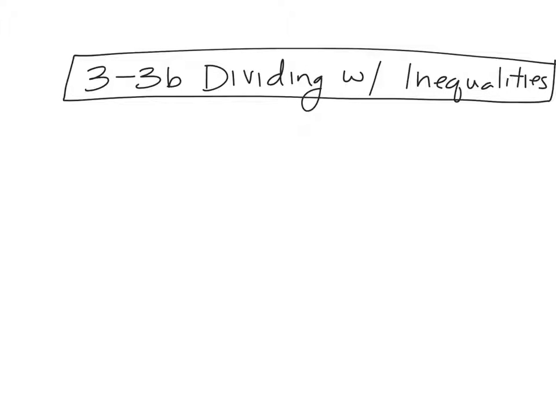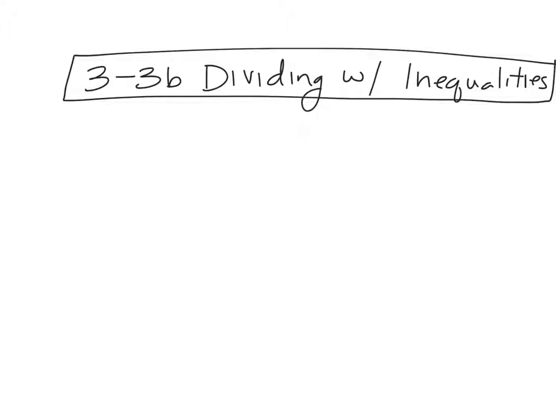Okay? You're going to have to do the same thing we did yesterday. If we multiply by a negative, what happens? You have to flip the sign. You flip your sign, okay? If you multiply by a positive, what happens? You keep the sign the same. It stays the same.